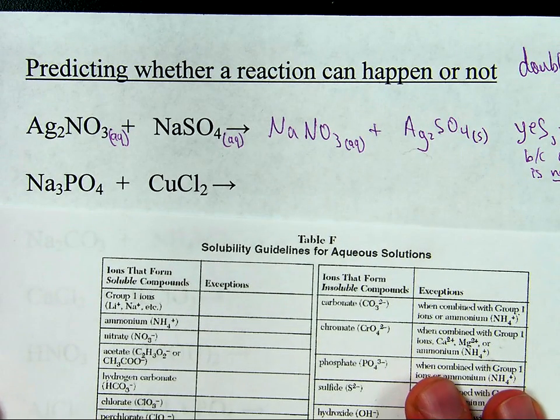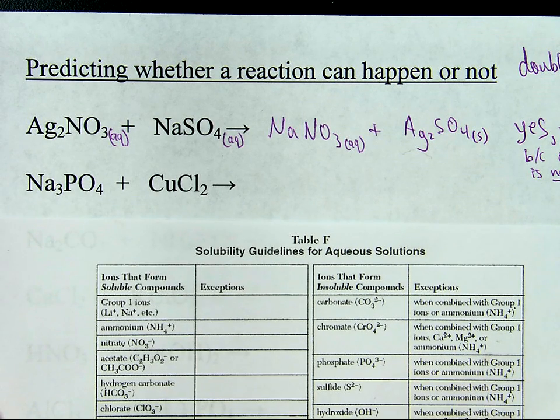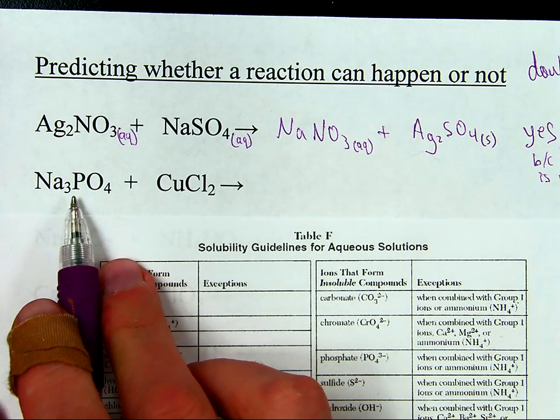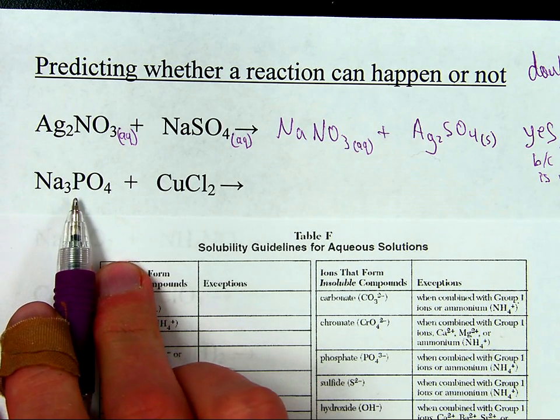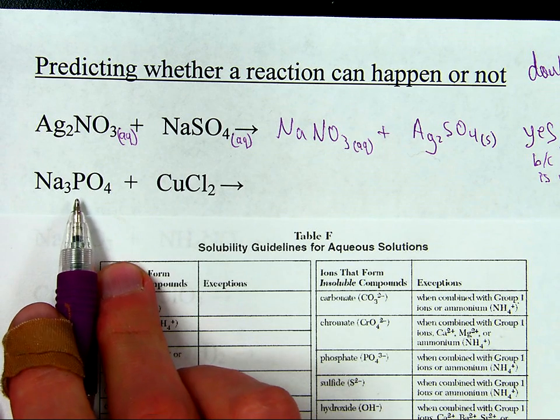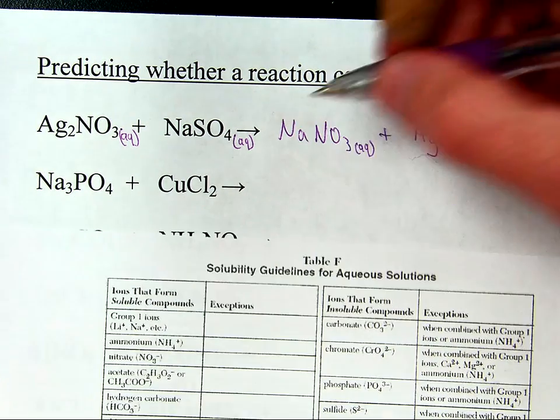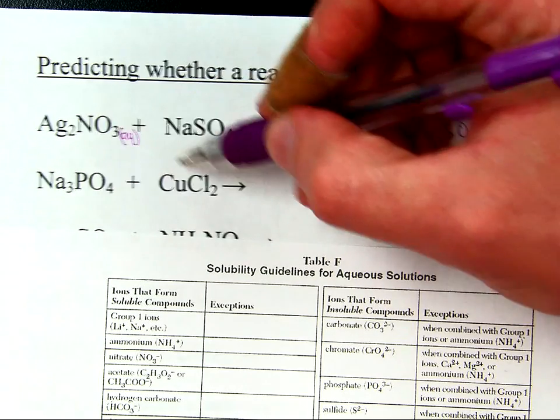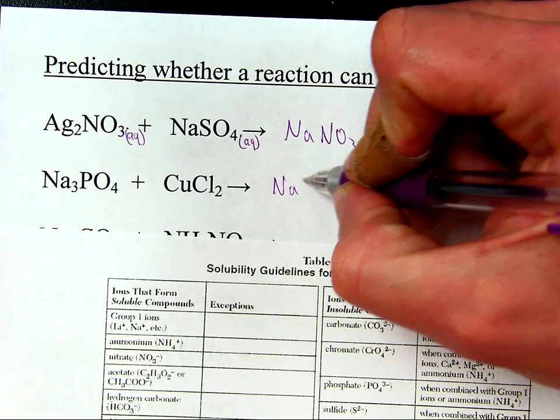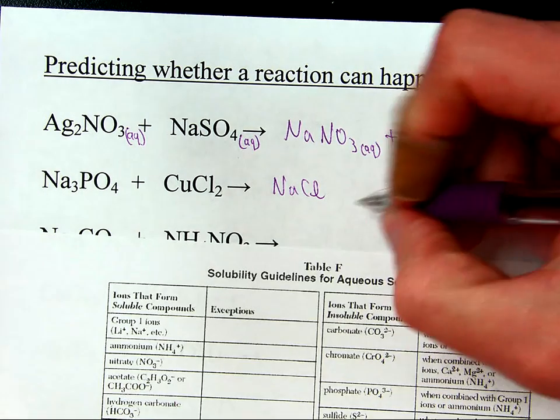So, let's look at the next one and practice likewise. Feel free to pause anytime and work ahead and then wait for me to catch up in the video to see if you're correct. So, let me work this out. Let's see, sodium with chlorine, copper with phosphate.